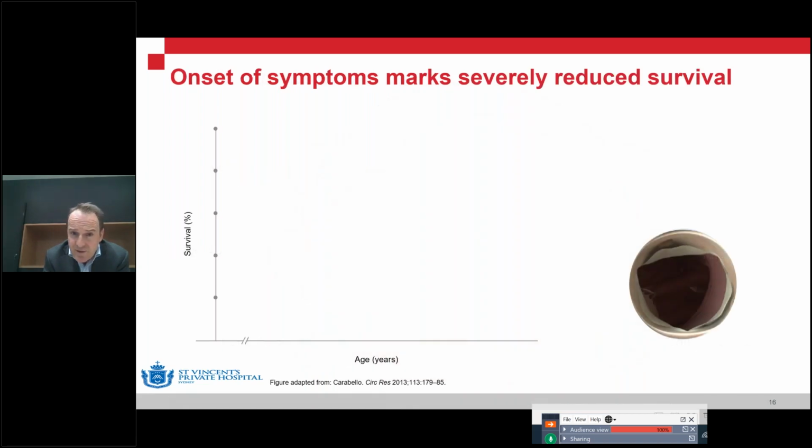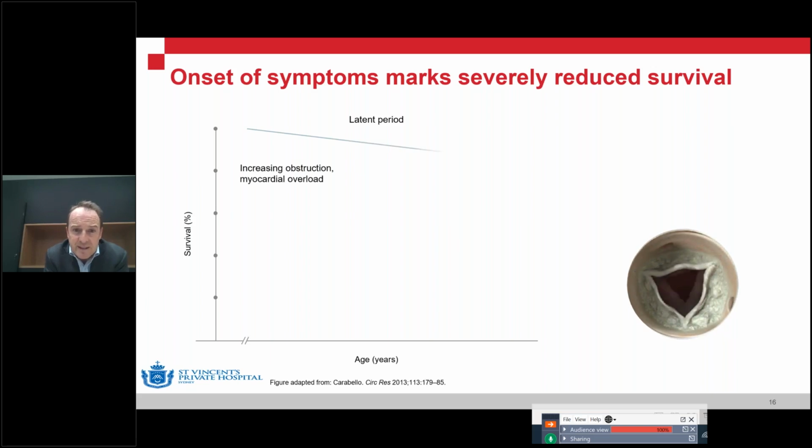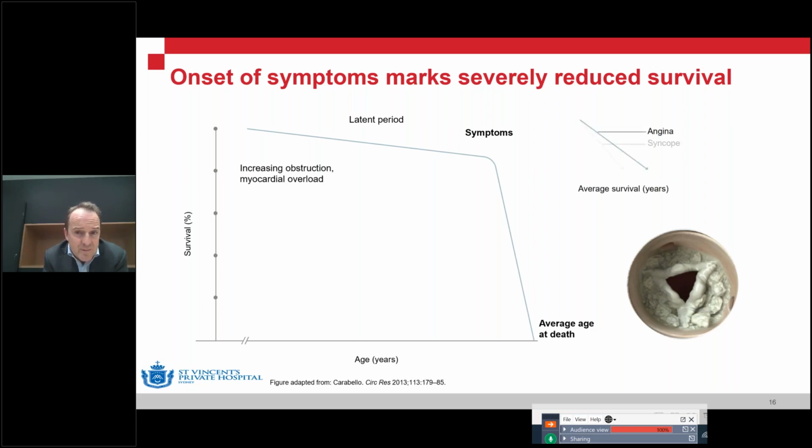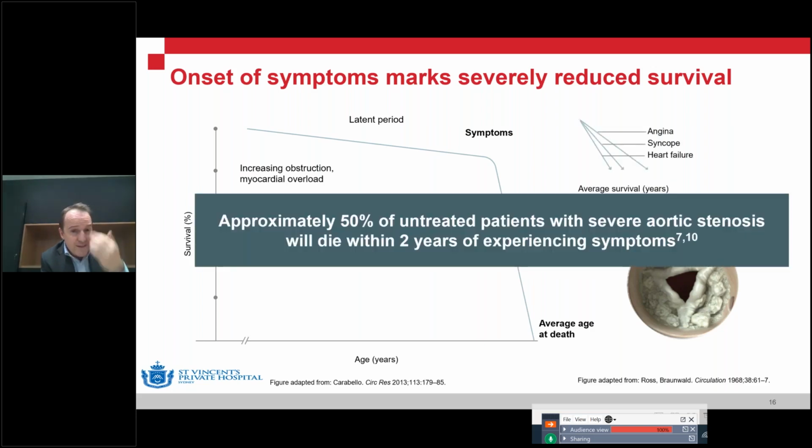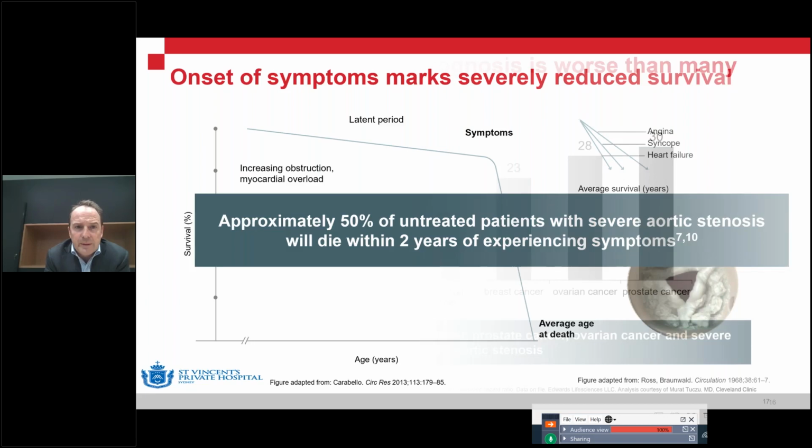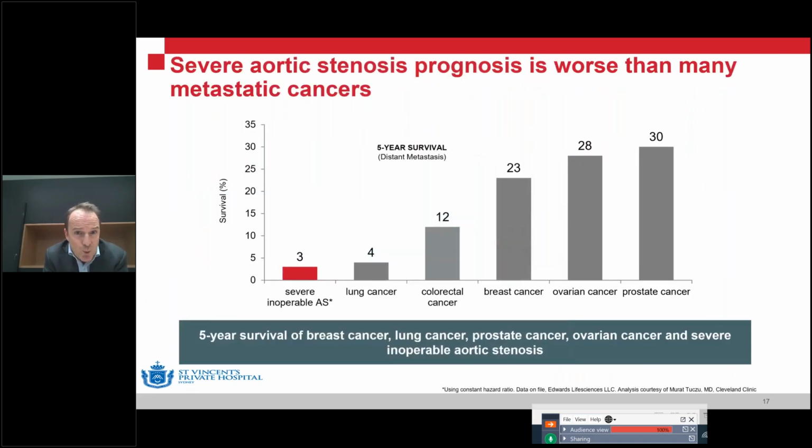The onset of symptoms is very important because once patients have severe aortic stenosis and they develop symptoms, their mortality is actually quite significant. In fact, once patients do develop symptoms, if their aortic valve is not treated, 50% of these patients will actually be dead at 2 years. Severe aortic stenosis has a worse prognosis than many metastatic cancers, and the 5-year survival of aortic stenosis, if not treated, is about 3%, which is dismal.